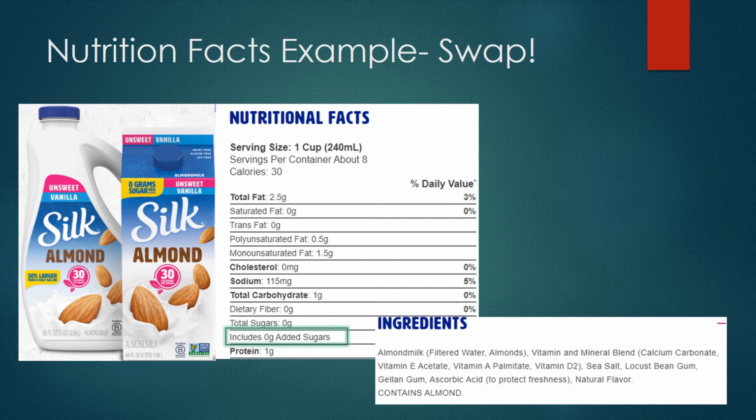So here's an example of how we can make a swap to reduce our added sugar intake. The difference here is this is an unsweetened vanilla almond milk. As you can see on the nutrition facts label, total sugars is at 0 grams and added sugars are also at 0 grams.